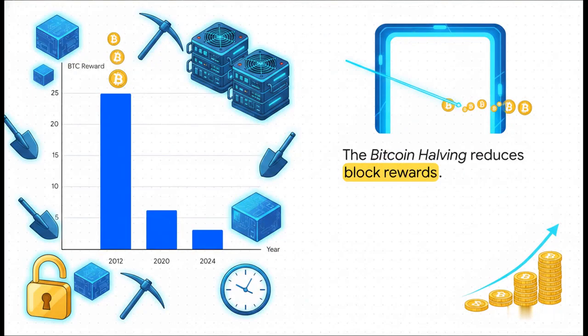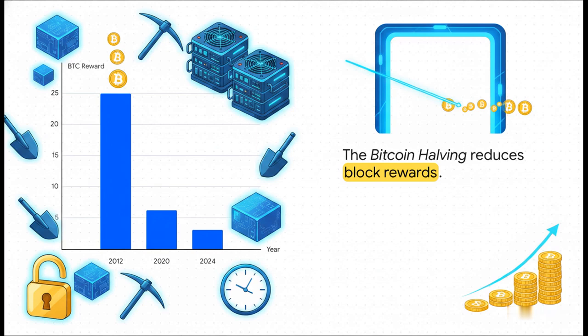And this digital scarcity is enforced by a really clever economic mechanism known as the halving. See, miners get rewarded with newly minted Bitcoin for securing the network, but roughly every 4 years, or exactly every 210,000 blocks, this reward is programmatically cut in half. Way back in 2012, it was 25 Bitcoin. By 2024, it dropped to 3.125.